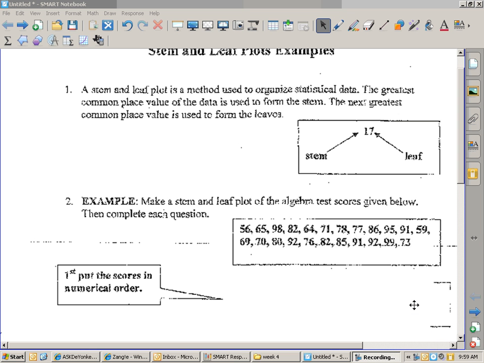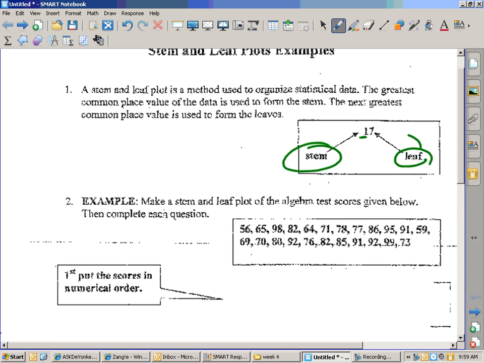The stem and leaf plot is a method used to organize statistical data. The greatest common place value of the data is used to form the stem. So in the number 17, the tens place is the biggest place value, so that's the stem. The next greatest is used to form the leaves. So the leaf over here is whatever comes behind it.